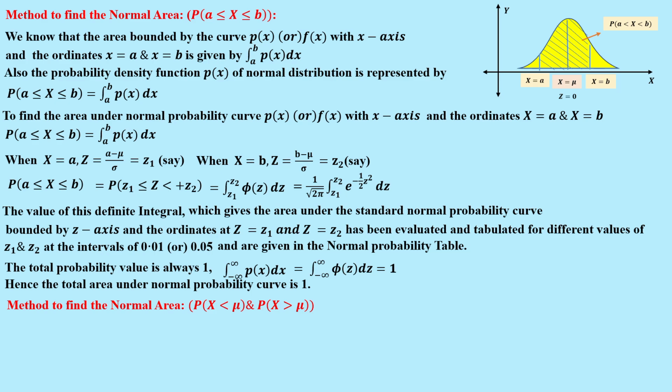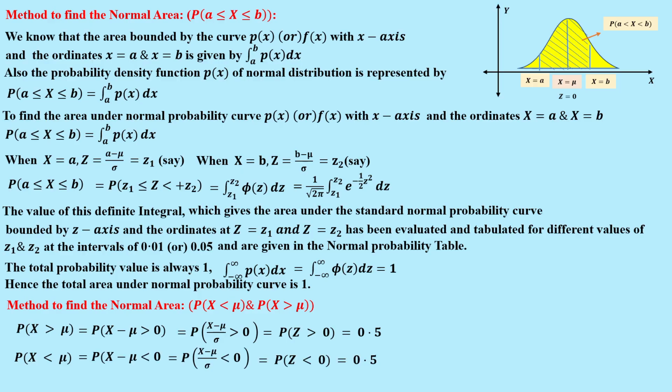So the method to find the normal area, probability of x less than mu and x greater than mu, right? So probability of x greater than mu is equal to probability of x minus mu, subtracting mu on both sides. So x minus mu, mu minus mu is 0, greater than 0. So divided by sigma, probability of (x minus mu) by sigma greater than 0 by sigma, 0, right? So that is nothing but probability of z greater than 0. Z greater than 0, total area 0.5. We know left side area 0.5, right side area 0.5. Similarly, probability of x less than mu can be written as probability of z less than 0, that is 0.5, right? Same idea.